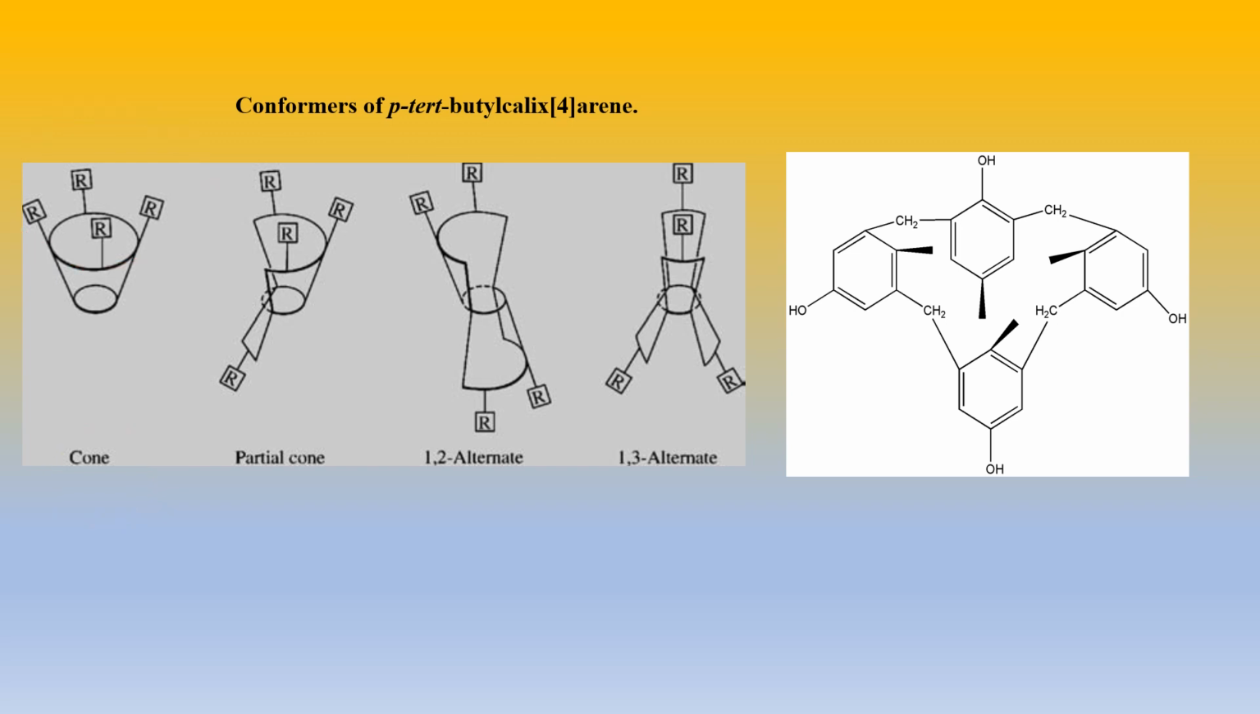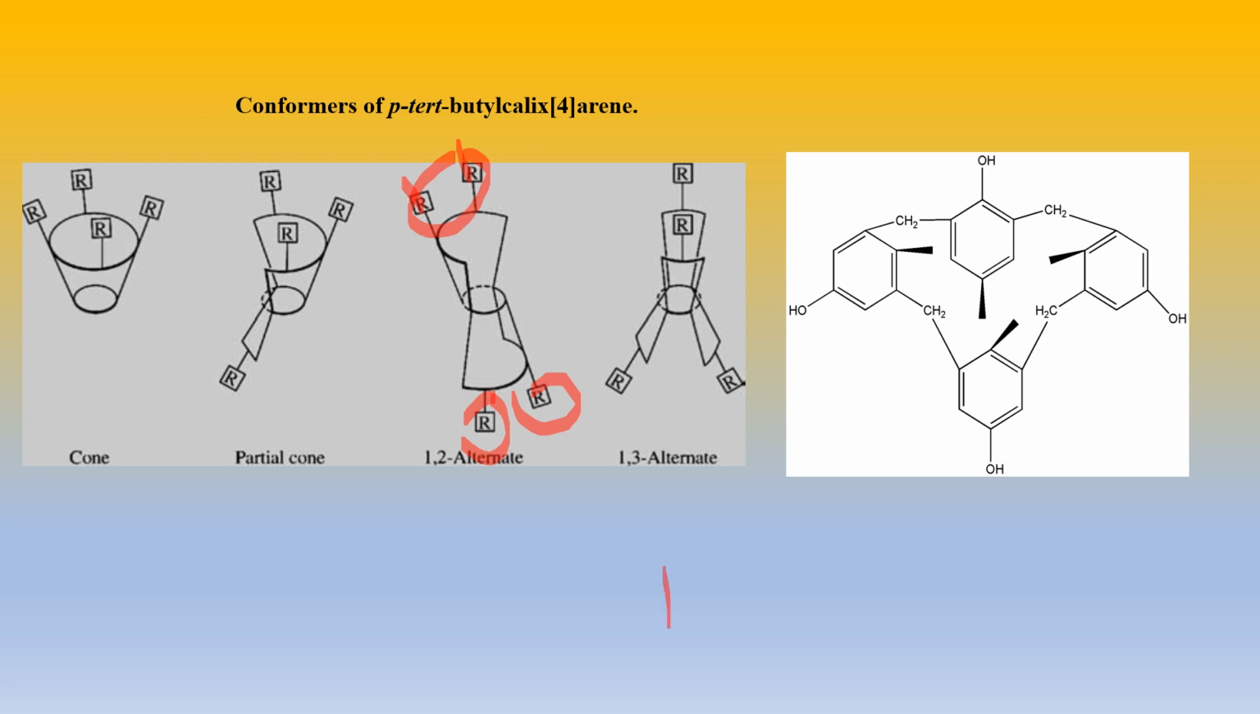The 1,2-alternate conformer means that the first aromatic ring and the second aromatic ring will have similar conformation. So it may have the alkyl groups above the plane, and the other 2 aromatic rings will have an inverted position, in which the alkyl groups are in the downward position.